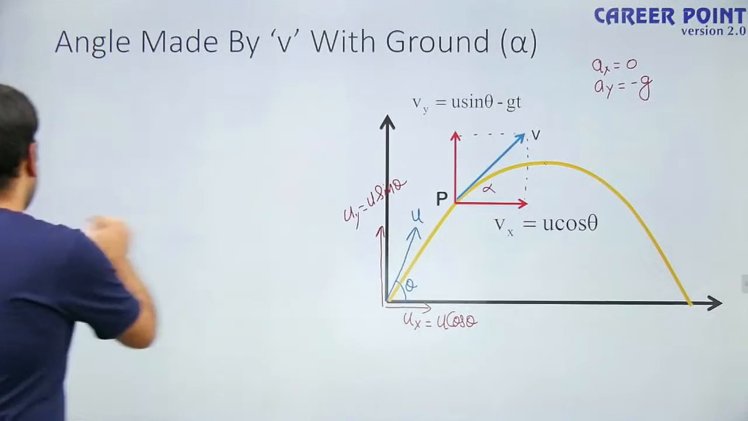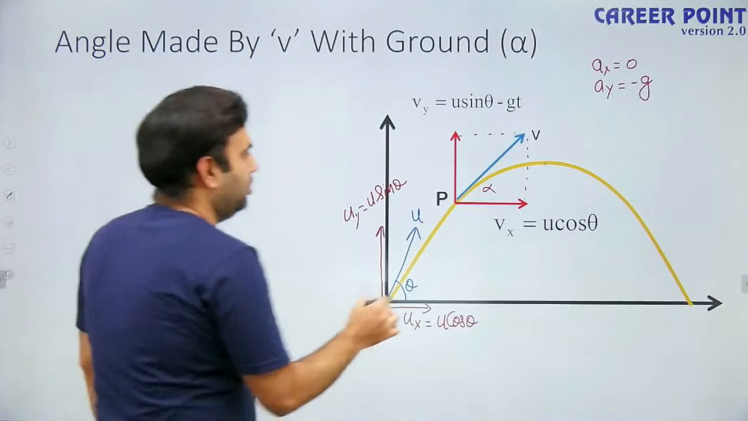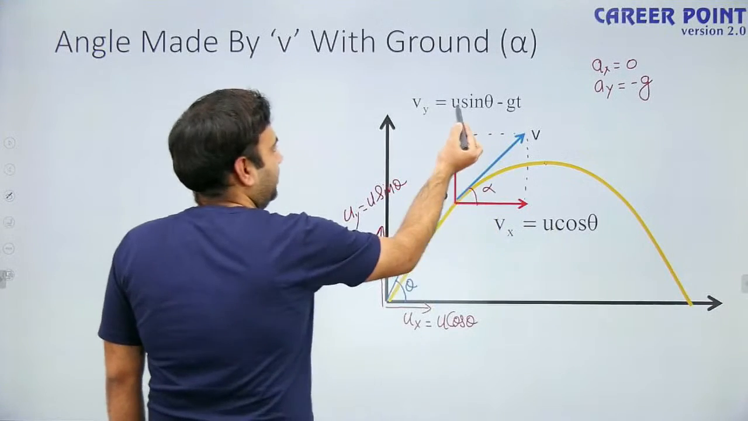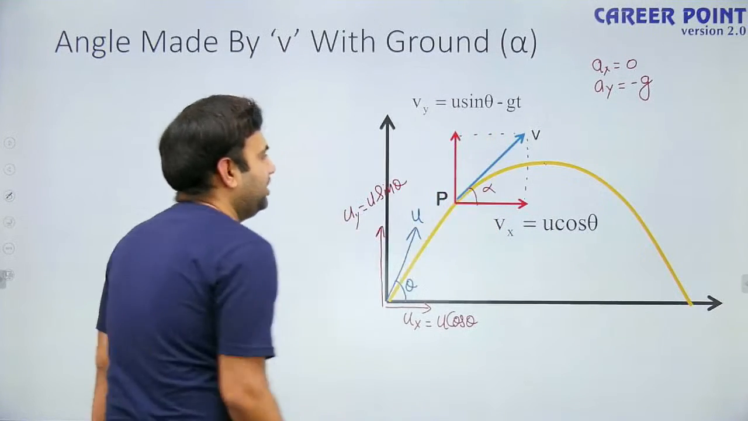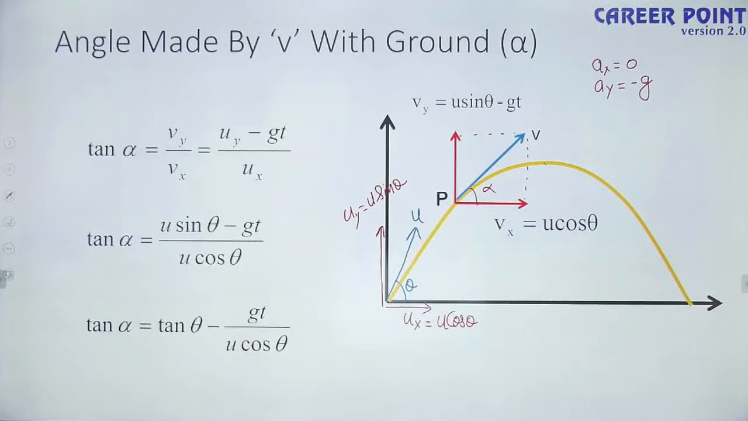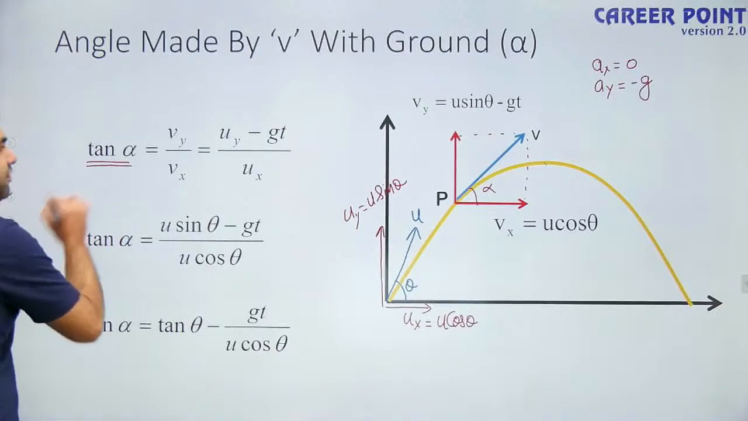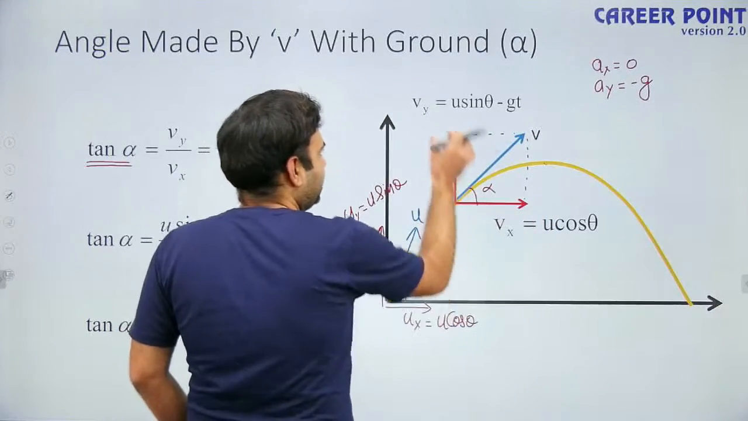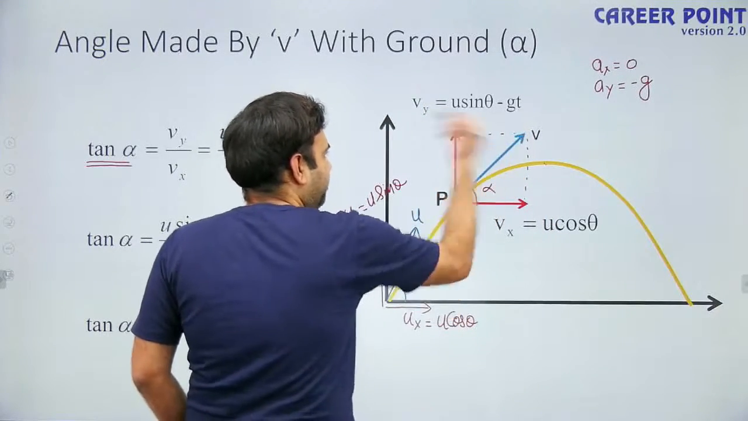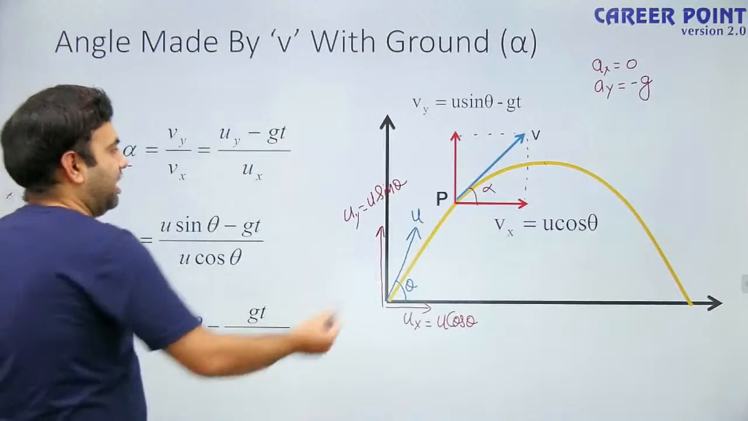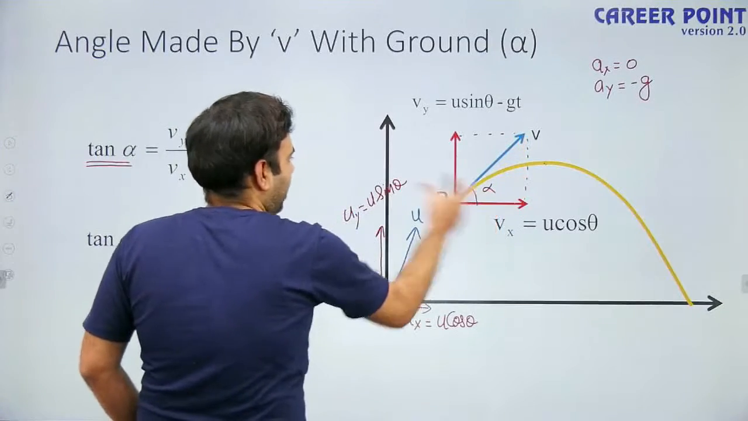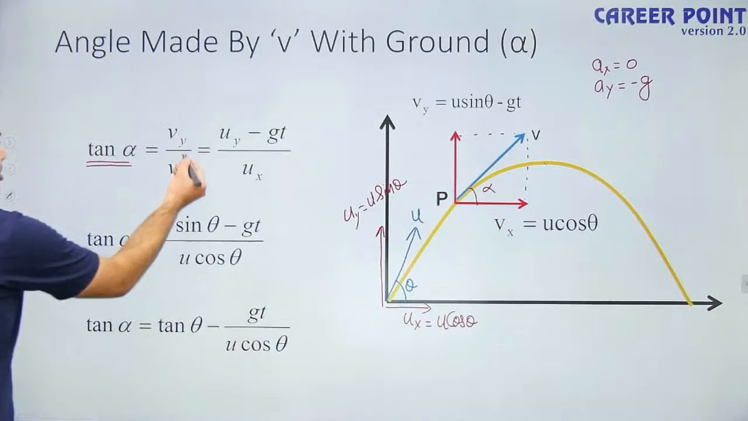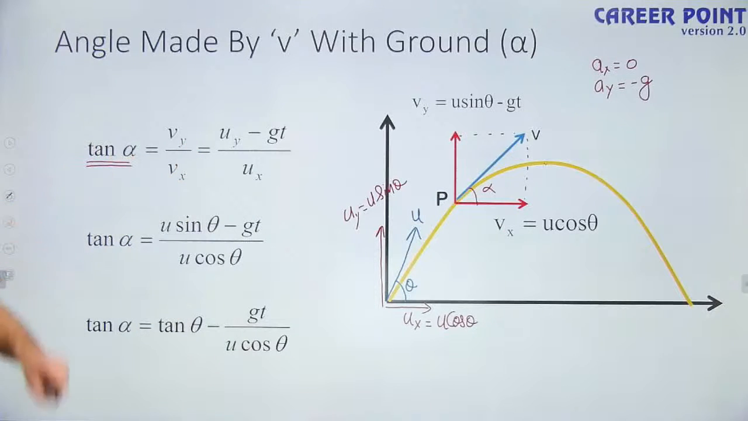See, this is angle alpha, this is Vx, which is equal to u cos theta, this is Vy, which is equal to u sin theta minus gt. Now if I want to calculate tan alpha, what is tan alpha? In this triangle, because the vector sum of Vx and Vy is the actual velocity at this point P, which is V, tan alpha will be equal to perpendicular by base. Perpendicular is Vy, base is Vx. So Vy by Vx is tan alpha.